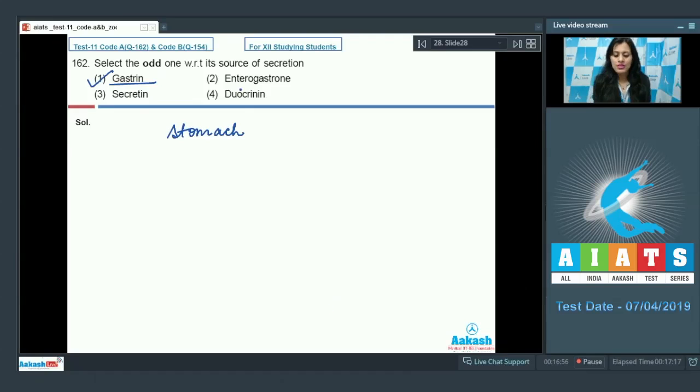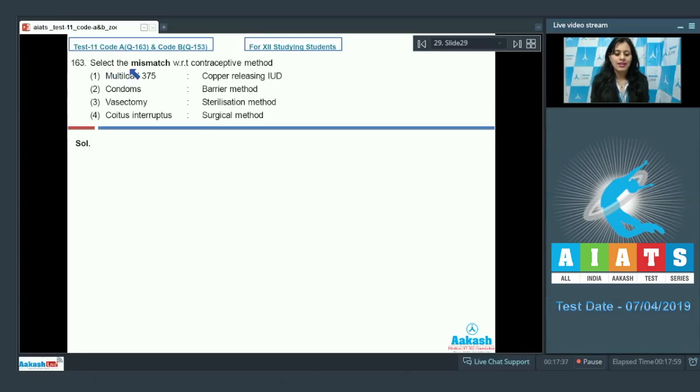Whereas the rest of the options, enterogastrone, secretin and duocrinin, are the incorrect options because the source of secretion of these hormones is the small intestine. So the odd one with respect to its source of secretion is gastrin, and the correct answer is option number 1. Let's discuss our next question.